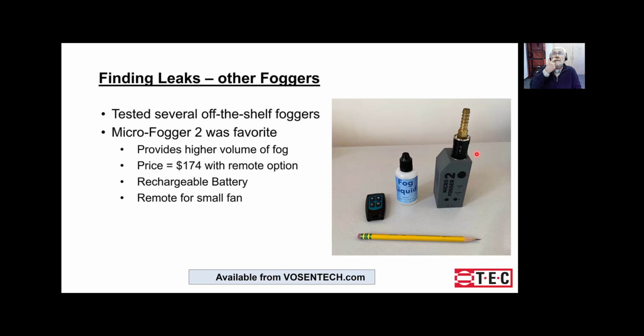And then this is, of all of the commercially available foggers, the one that I really like the best. It's available from this company called VossenTech.com, at their website, and it has a remote control. The remote control and this adapter, so that you can connect a hose to it, are options. But with those options, this is $174. It produces a lot bigger volume of smoke. I don't know how often that will be useful.